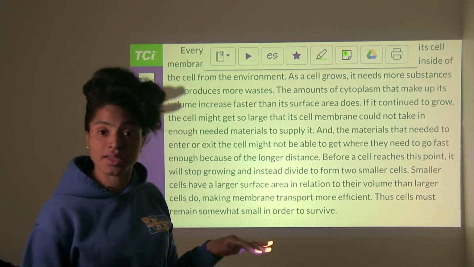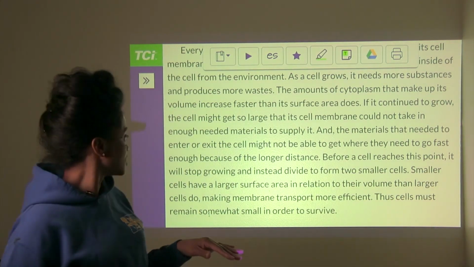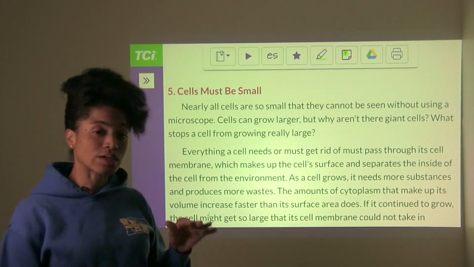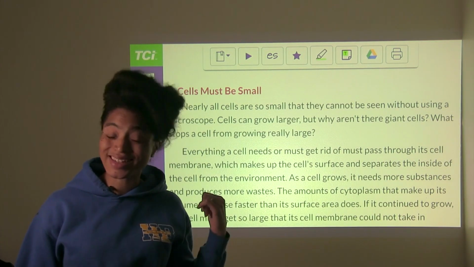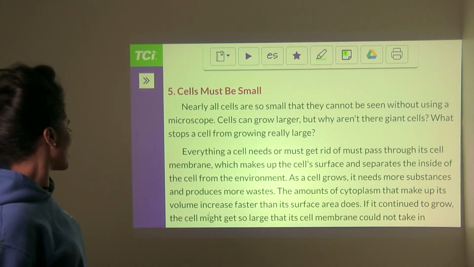That is actually the end of the lesson, okay? Today, we talked about cells must be small, and guess what? This lesson must be very small, and it is. It's very small. Fitting title.